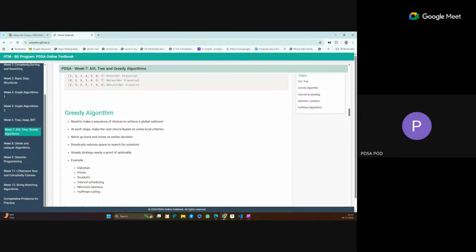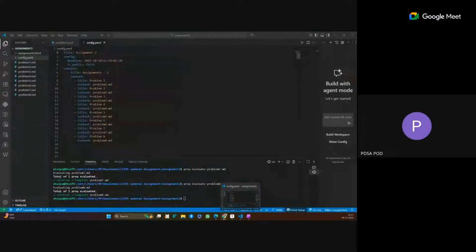At each stage we make the next choice based on some local criteria, and that is just like greedy. You have seen shortest path algorithms. Dijkstra's algorithm, Prim's algorithm, Kruskal's algorithm, we will discuss these here, but previously you have seen them. In those algorithms also, one second.